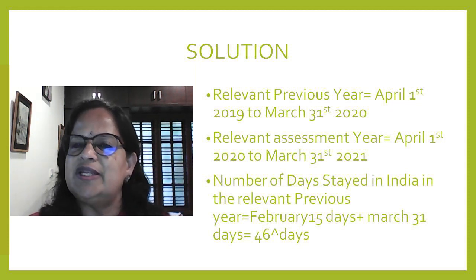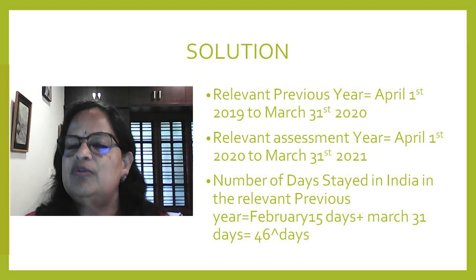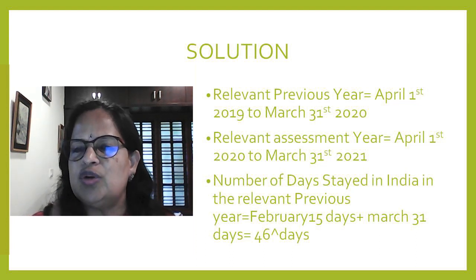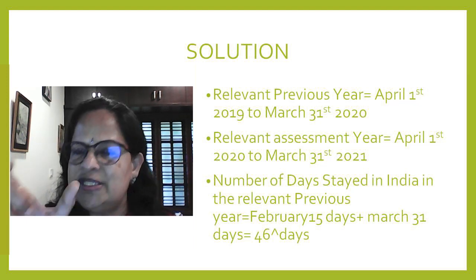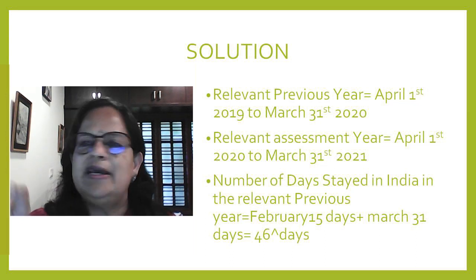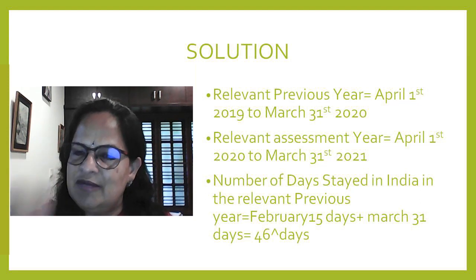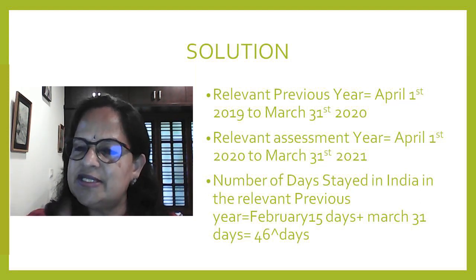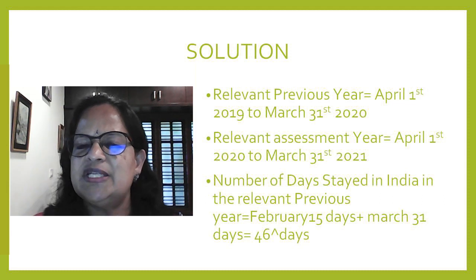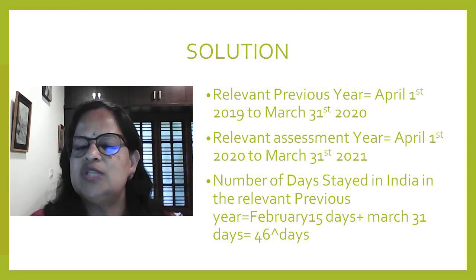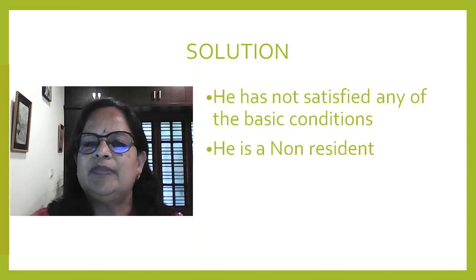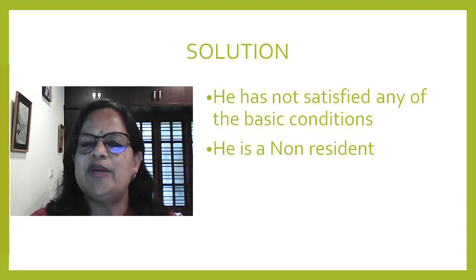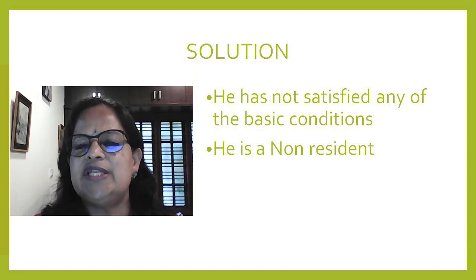So we have to see whether he satisfied the basic conditions. The first basic condition is 182 days or more during the relevant previous year. He has not satisfied it. The second condition is divided into two components: 60 days in the relevant previous year and 365 days in the 4 immediately preceding previous years. Even the second basic condition, the 60 days, he has not fulfilled. That means he was in India only for 46 days. So that condition also is not satisfied. Therefore, he is a non-resident in India. He has not satisfied any of the basic conditions, so he is a non-resident.